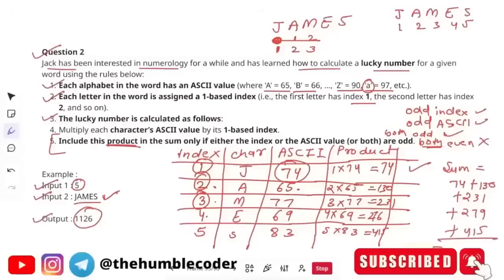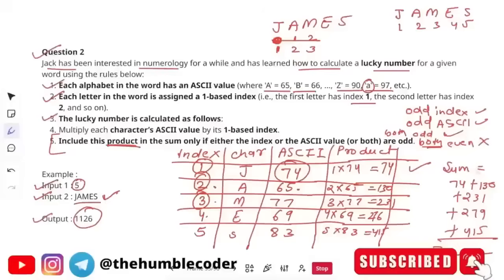Okay, so guys, in this example that we have taken, there was no product which we eliminated, because in all the cases only one of the values was even, right? So we have taken all the product values. But that's what I'm saying, you have to be very careful. There can be other test cases where both the index value and the ASCII value are even. So in those cases you don't have to take the product values.